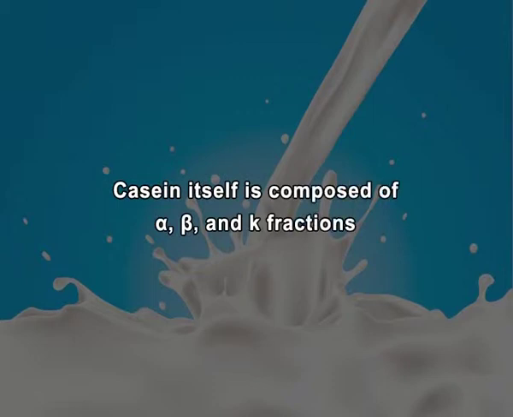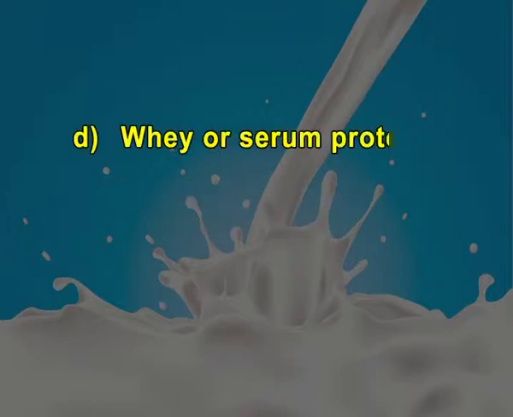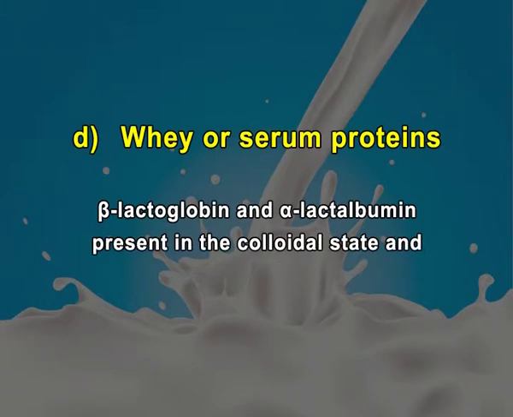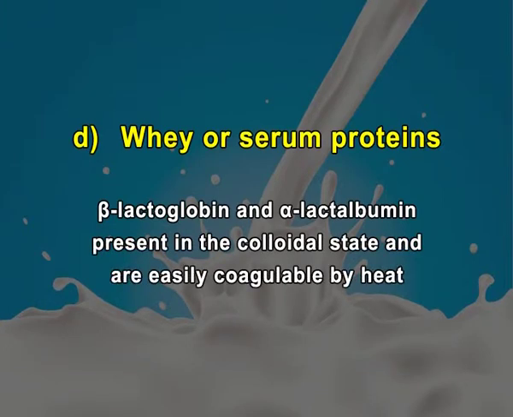Casein itself is composed of alpha, beta and K fractions. Whey or serum proteins consist of beta-lactoglobulin and alpha-lactalbumin. They are present in the colloidal state and are easily coagulable by heat.